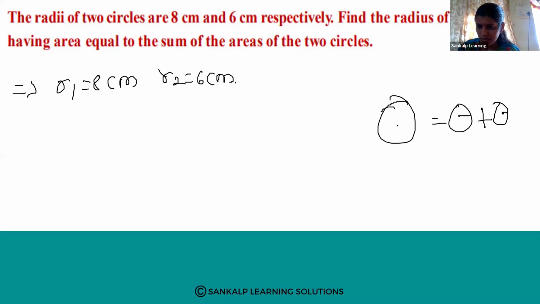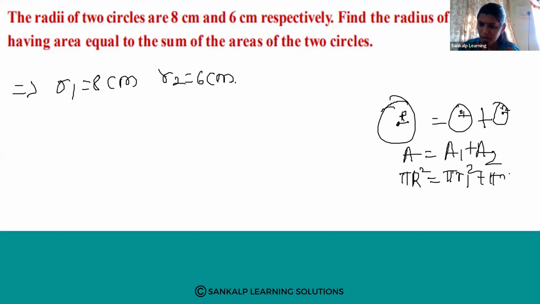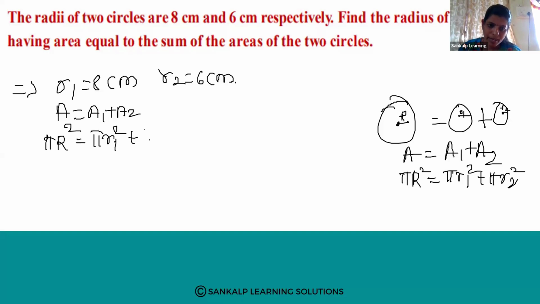That is the area of this big circle. Consider this radius is R, this is R1, this is R2, and this area is capital A. So A1 plus A2. A is pi R square, A1 is pi R1 square, A2 is pi R2 square. So this is the area of the circle. So A is equal to A1 plus A2. Right? So pi R square is equal to pi R1 square plus pi R2 square.